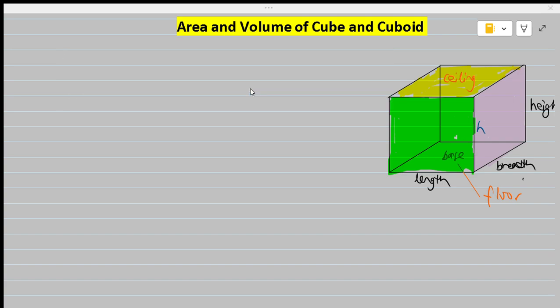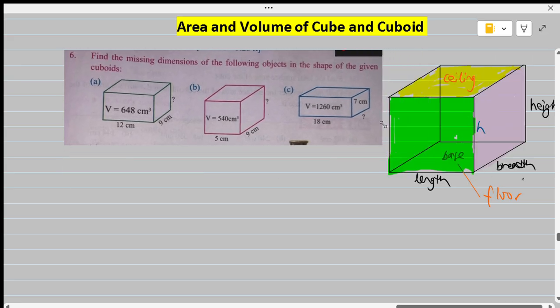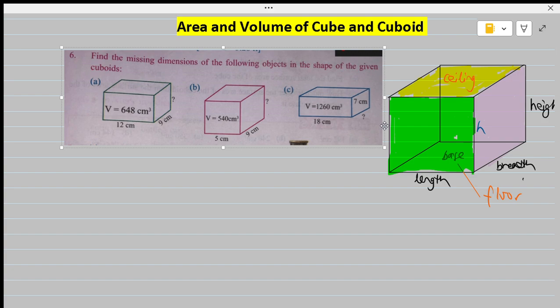Okay, so what's here in number 6? Let's see. So in number 6 we are given the volume and one dimension is missing, so the length of that dimension we have to find here, is it? So I go with part B.